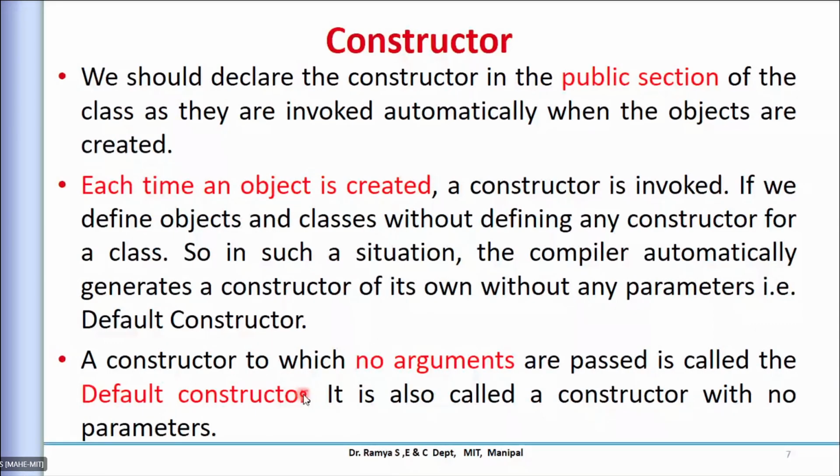If the user has defined a constructor in the class, then the compiler will call that particular constructor. That is the one piece of information you need to know. Is it clear? The constructor is defined in a public section, and whenever an object is created, the constructor is called. If the user has defined one in the class, that will be called. Otherwise, a default constructor will be called, which doesn't have any arguments.